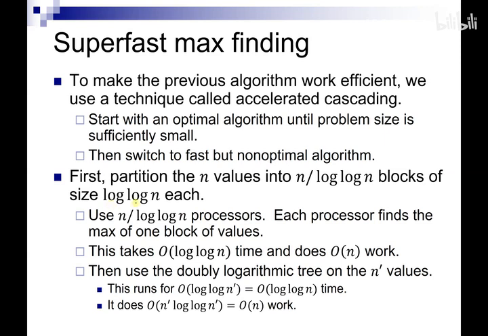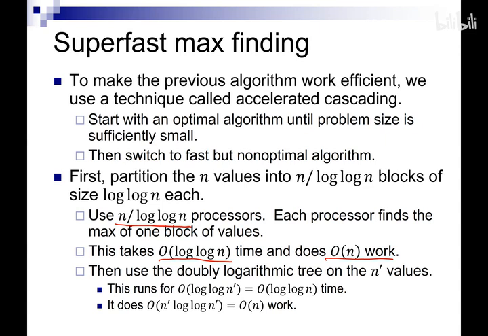It's assigned a block of log n numbers, and if it wants to find the max, it'll just go through all these numbers sequentially and find the max. Each of these processors is going to take log n time to go through all its numbers. And the total amount of work is that we have n divided by log n processors, and each one of them takes log n time. So the product of these is the amount of work, and the product is going to be order n work.